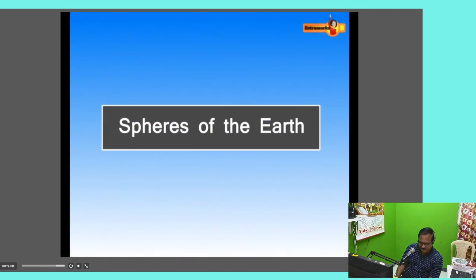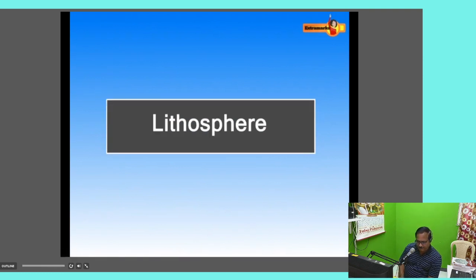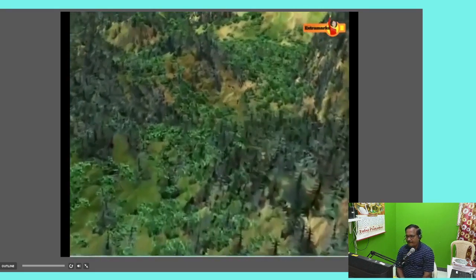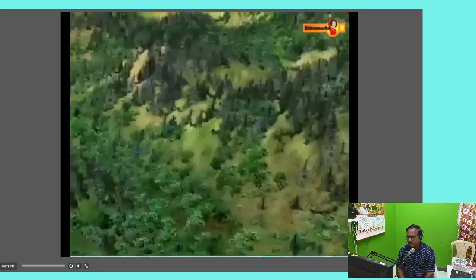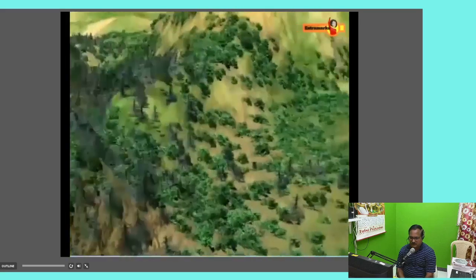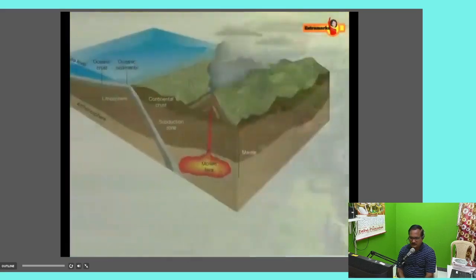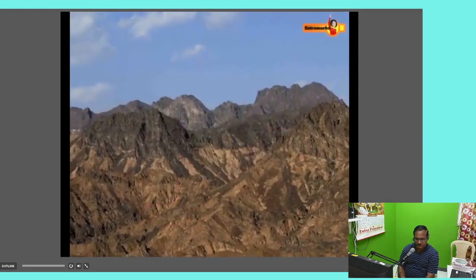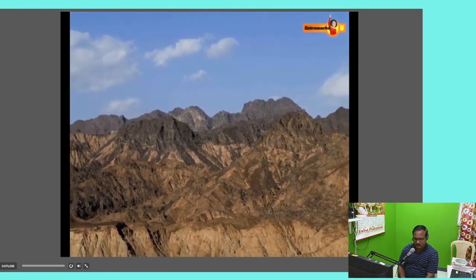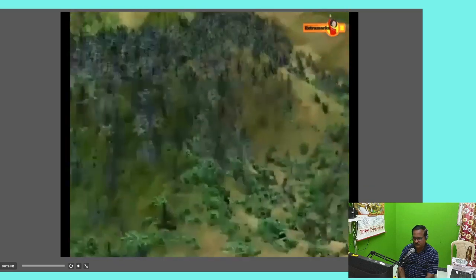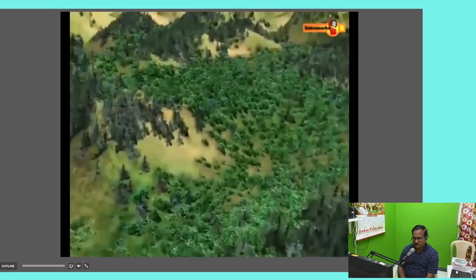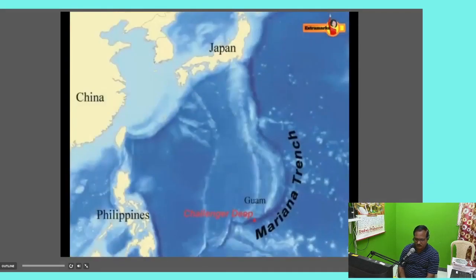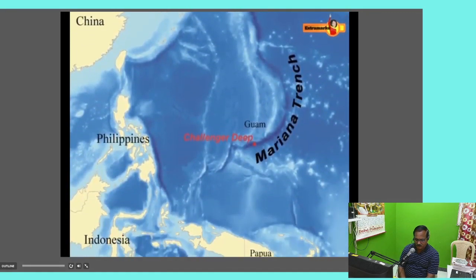Spheres of the earth. Lithosphere. The lithosphere is the solid, rocky crust covering the entire planet. This crust is inorganic and is composed of minerals. It covers the entire surface of the Earth from the top of Mount Everest to the bottom of the Mariana Trench.